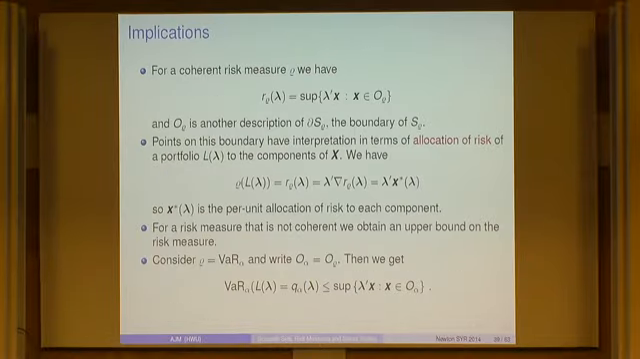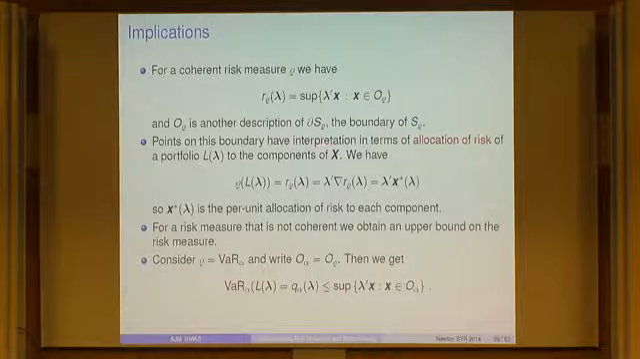But okay, I'm more concerned here with what this actually means. So for a coherent risk measure rho, you can write the risk measure function as the worst case for scenarios X in this O set. And what we've actually found is that O is just another description for the boundary of S. It's a way of describing the boundary of S. And so points on the boundary have an interpretation in terms of attributing the risk of the portfolio to the risk factors, to the components of X.